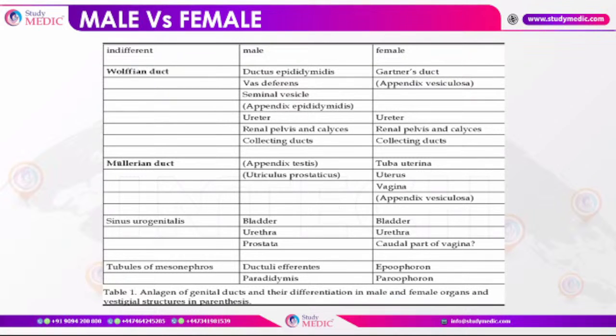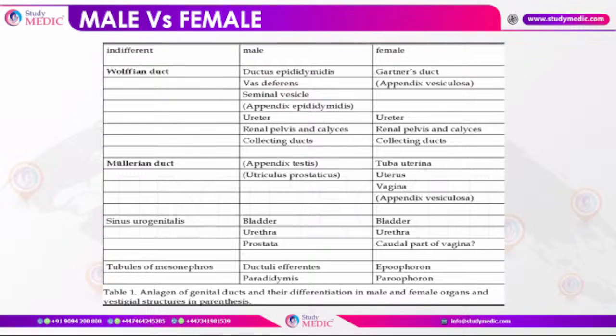The Wolffian duct is going to form the ductus epididymis, the vas deferens, the seminal vesicle, the ureter, the renal pelvis, calyces, and the collecting ducts. The other name of the Wolffian duct is the mesonephric duct. In the female, we understand that it has a urinary system role. That means this is going to form the ureter, the renal pelvis, calyces, as well as the collecting ducts.